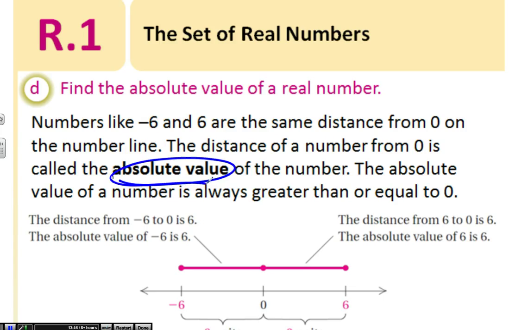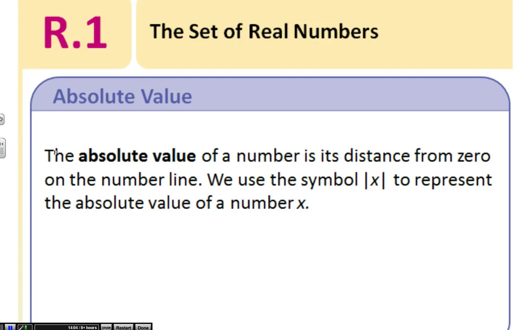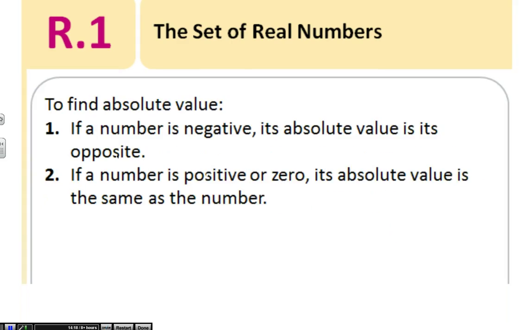Absolute values really talk about distance from 0. So the absolute value of 6 is 6 because it's 6 units away from 0, but the absolute value of -6 is also 6 because it's also 6 units away from 0. So again, I don't care about direction, I'm just talking about distance, and that's what absolute value is, distance from 0. We use these 2 bars to represent the absolute value of x.